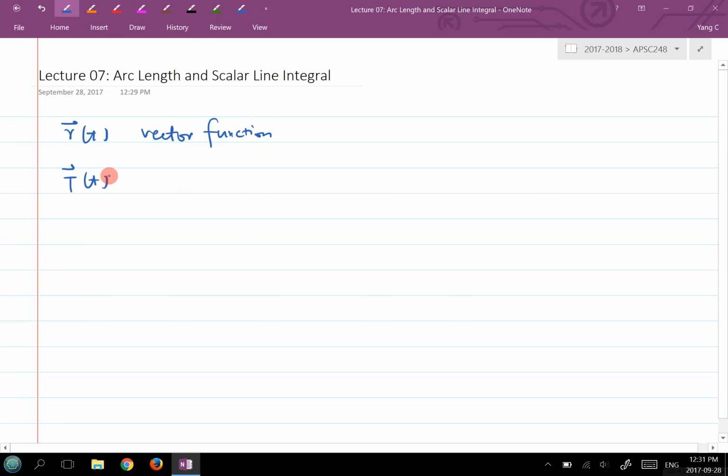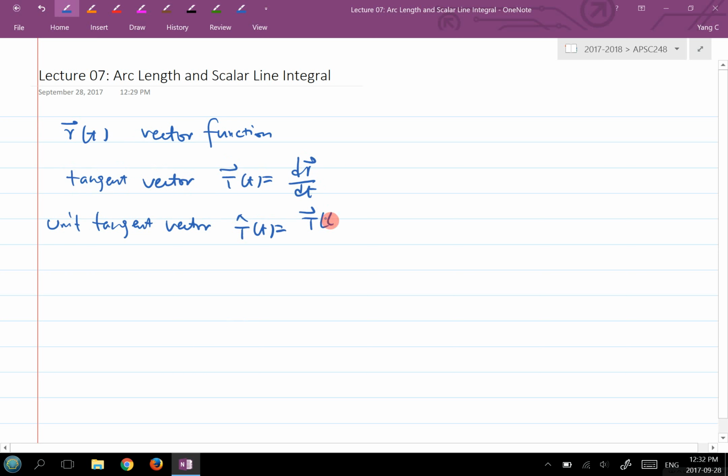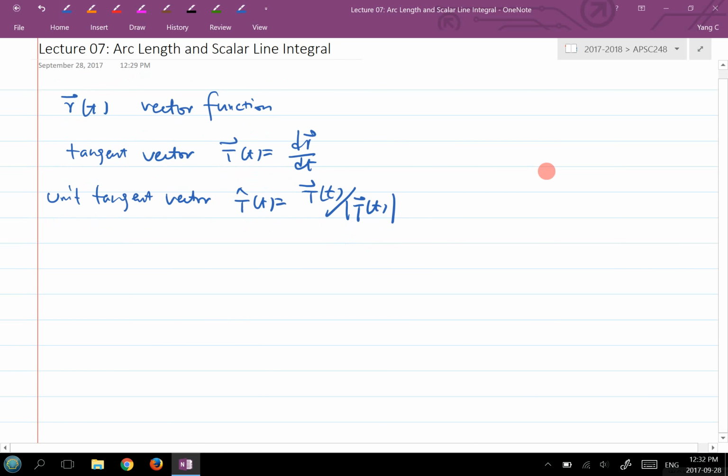a couple of very important vectors that you can derive. One is called the tangent vector, which is simply the derivative of the position vector or the vector function. And the other one is the unit tangent vector, and that's simply the normalized version of this tangent vector.